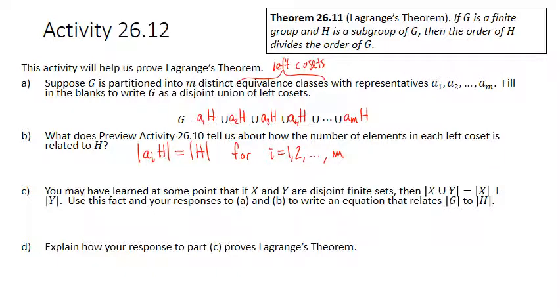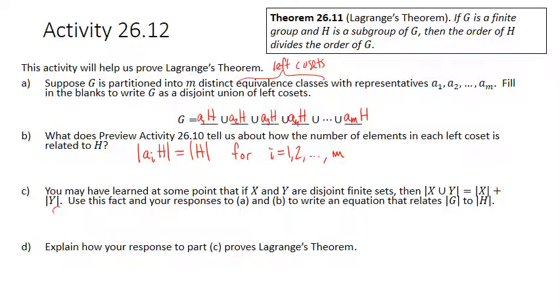And then in part C, you may have learned at some point that if x and y are disjoint finite sets, then the number of elements in the union of x and y is just the number of elements in x plus the number of elements in y. Even if you didn't learn this, as long as you know what a union is, it's pretty clear. If x and y don't overlap at all, then to count the elements in their union, you just add together the number in each set.